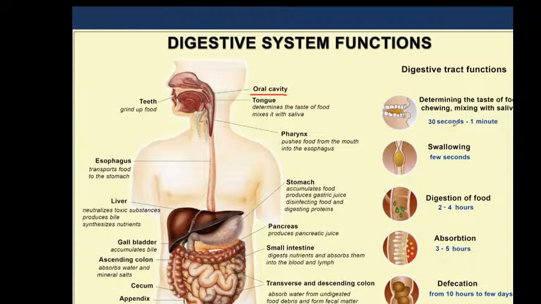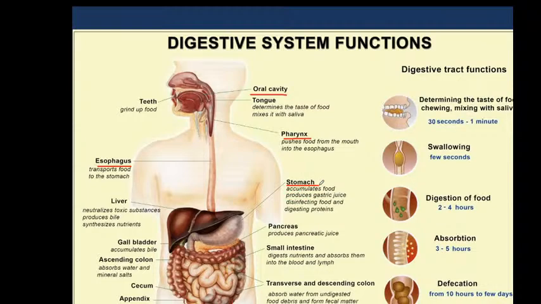Determining the taste, chewing and mixing food with the saliva takes not longer than 1 minute. Usually it is about 30 seconds. And this is the time when the food is located in the oral cavity. Then it comes to the pharynx. This is a tube that connects the oral cavity with the esophagus. This is the next part of the digestive tract. And then food through the esophagus comes to the stomach.